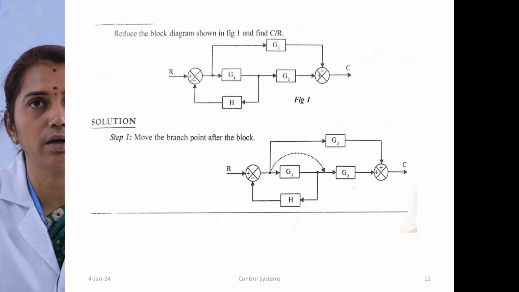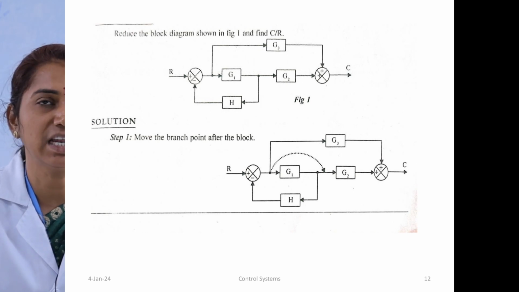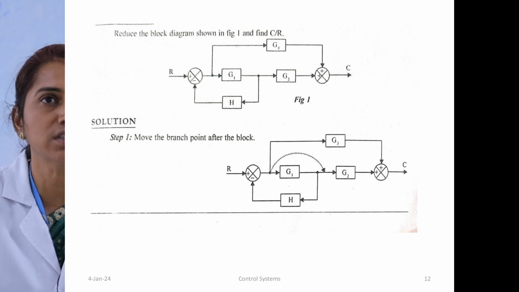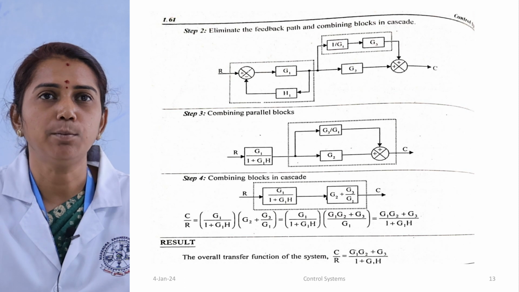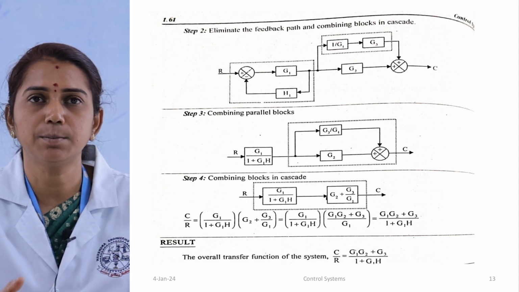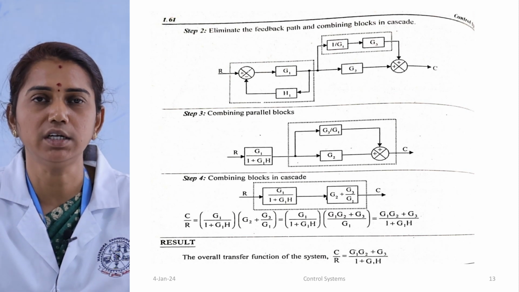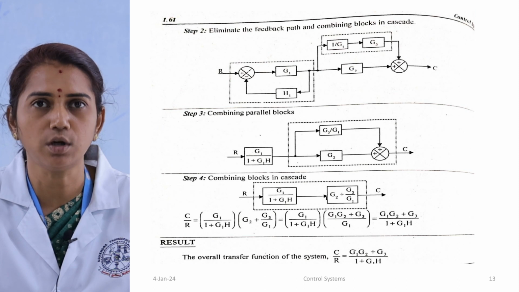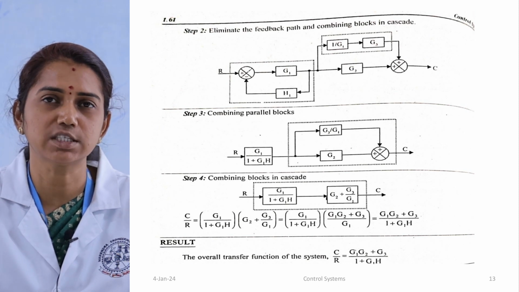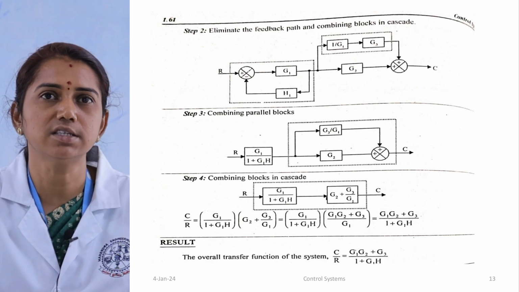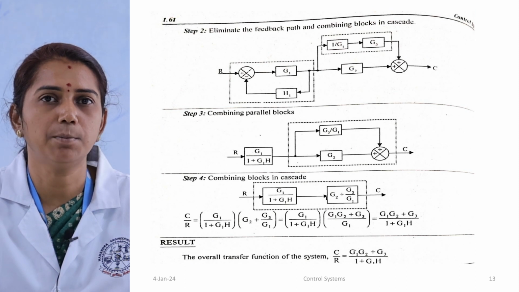Combining the rules, combining the blocks in cascade. Next, elimination of negative feedback loop. Next, moving the branch point after the blocks. Three rules have been used. Next, combining the blocks in parallel. Combining the blocks in parallel means we need two blocks with one summing point. So in this, G3 by G1 is one block. Next, G2 is one block. Next, one summing point. So it has been written as G2 plus G3 by G1.